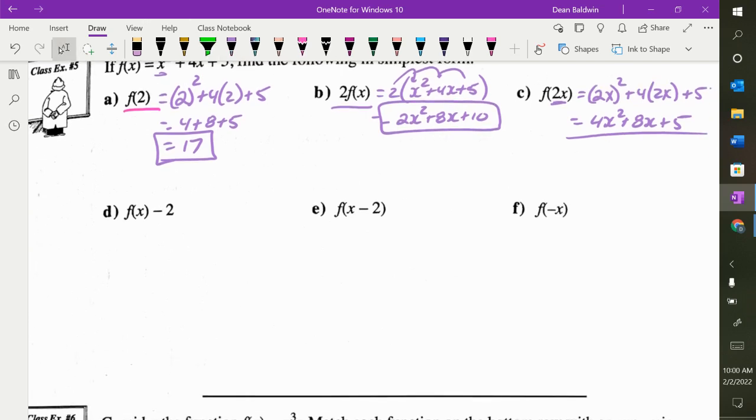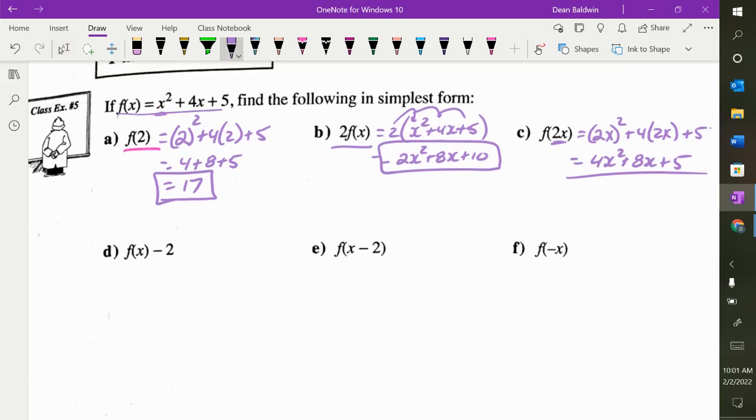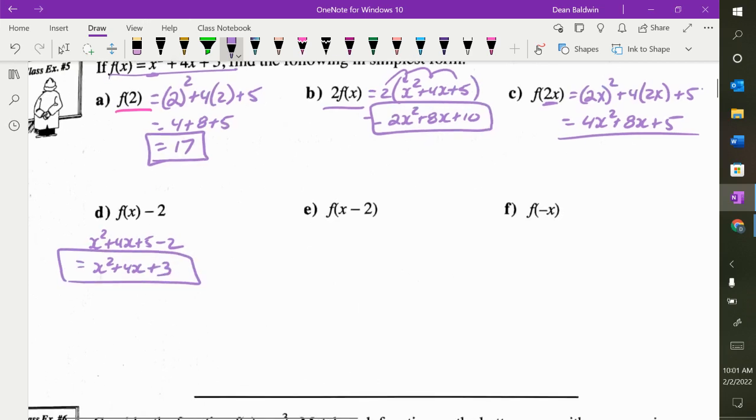All right, D, f of x minus 2. What am I doing? You subtract 2 from the 5. Exactly. It's f of x, which is this, so that's x squared plus 4x plus 5. And then we just tack on a minus 2 at the end. You have like terms, the 5 and the 2, so it simplifies to plus 3. That's all you can do. Can't do anything else.